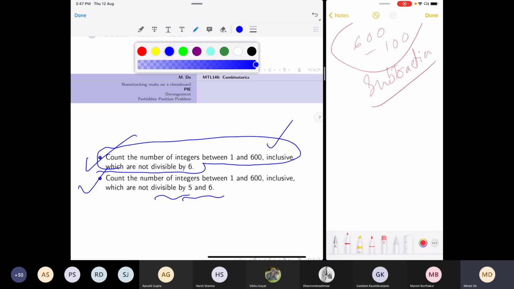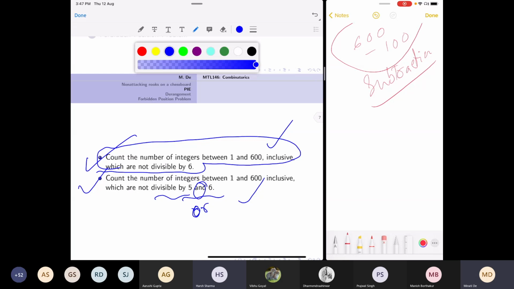Now it makes sense. Divisible by 5 or 6 means 5 or 6 or both also, right? Okay. I think it should be so, because we are counting the complement, right?